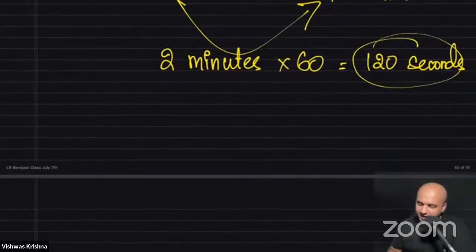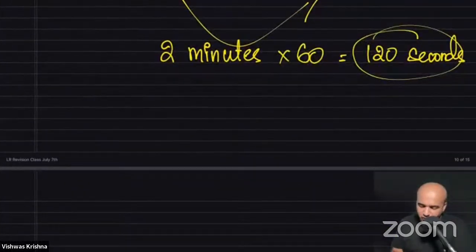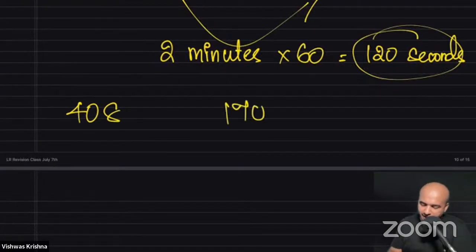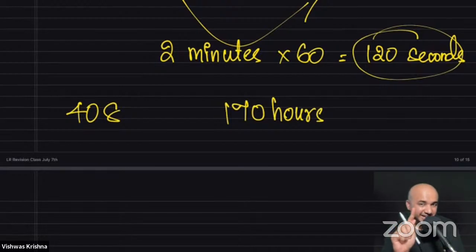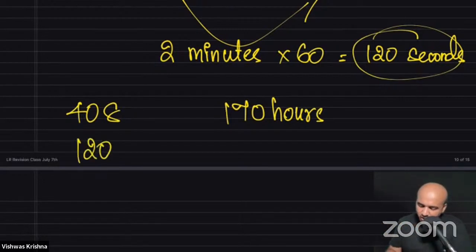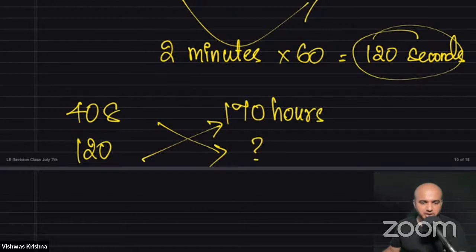We know for a fact that the watch actually gained 408 seconds in how many hours? 170 hours. The watch gained 408 seconds in 170 hours. Now, if it has to gain 120 seconds, how many hours would it require? All that we have to do is just cross multiply. Can you do the math and tell me the answer?